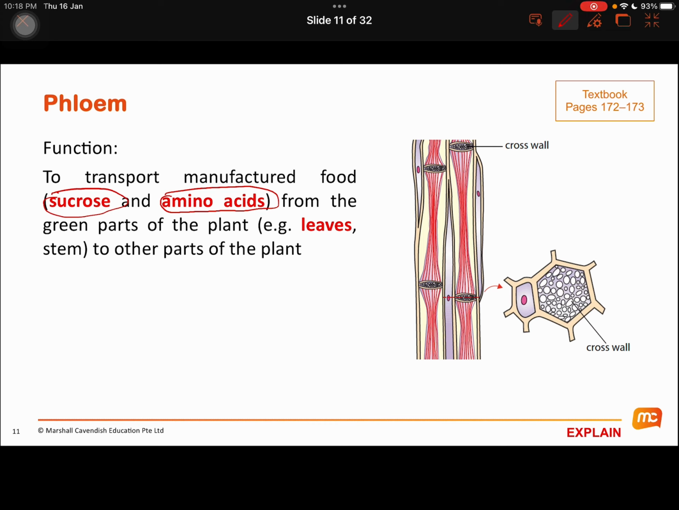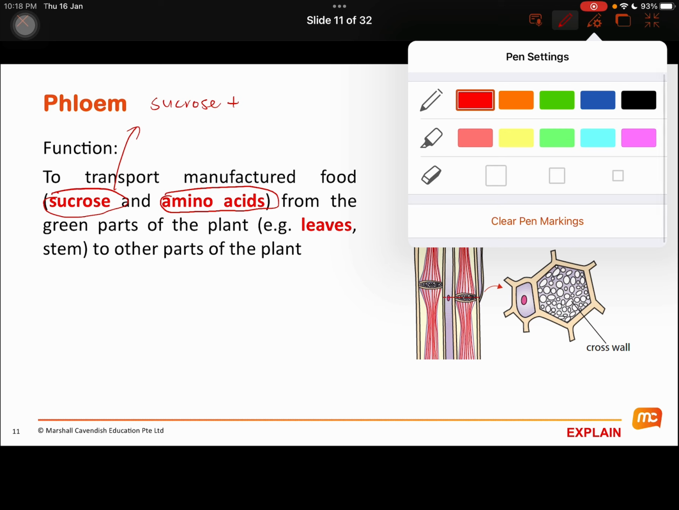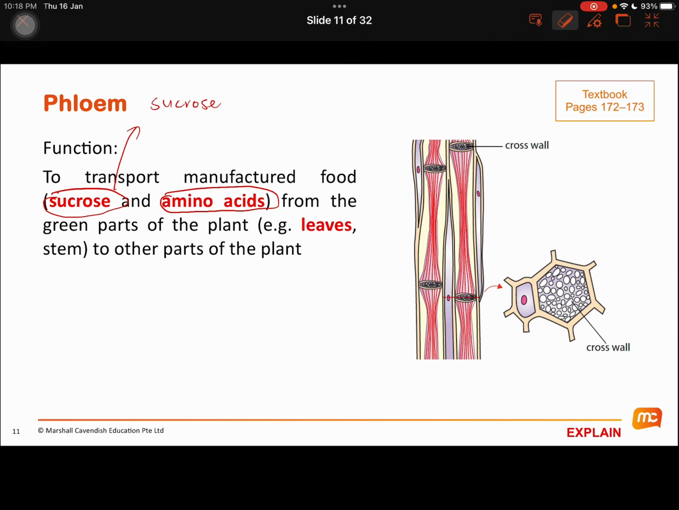You may wonder, why sucrose and not glucose? Let's take a step back. Sucrose is a double sugar. So which two single sugars is sucrose made up of? This is early knowledge from Sec 3. You should know by now. Sucrose is made up of glucose plus fructose.